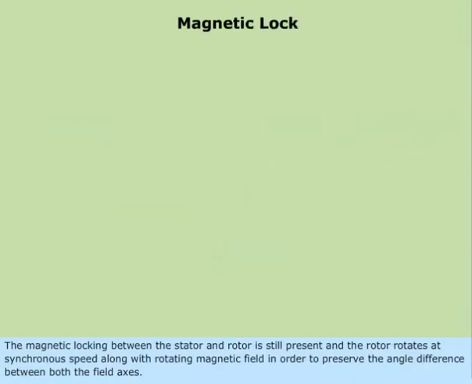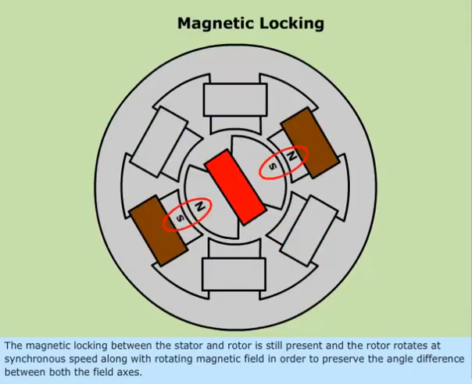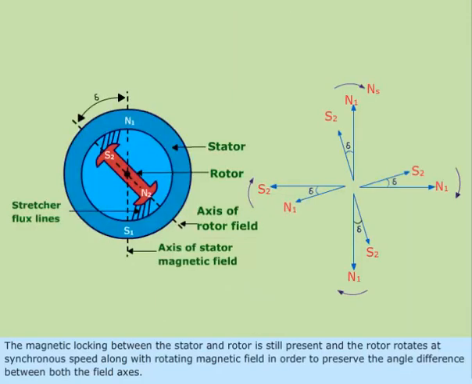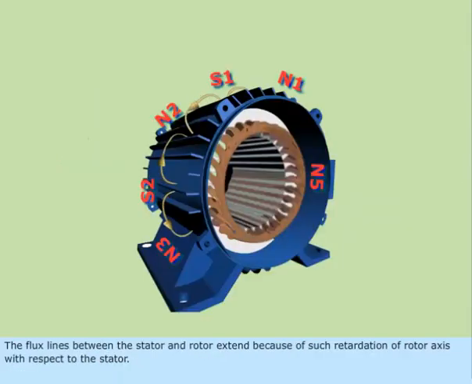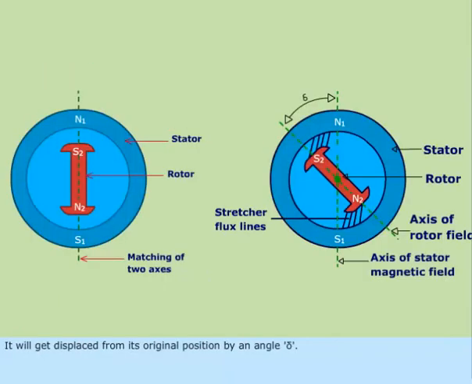The magnetic locking between the stator and rotor is still present, and the rotor rotates at synchronous speed along with the rotating magnetic field in order to preserve the angle difference between both the field axes. The flux lines between the stator and rotor extend because of such retardation of rotor axis with respect to the stator. Although the magnitudes of E sub BPH and V sub PH are the same, E sub BPH will not be positioned in exact opposition with V sub PH. It will get displaced from its original position by an angle delta.